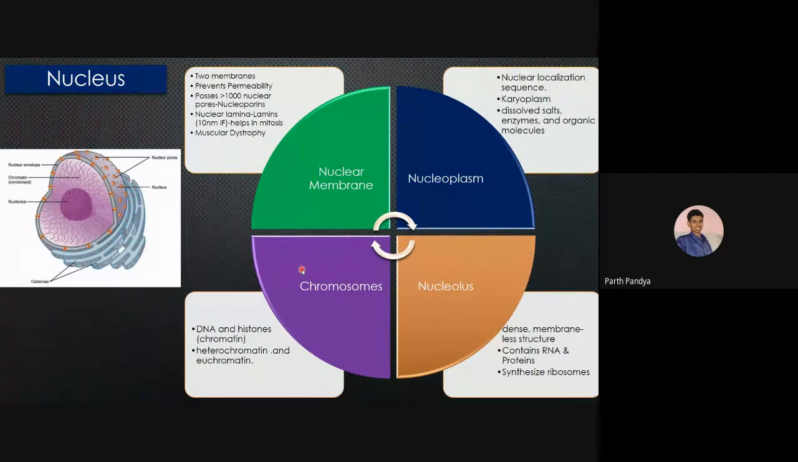We know that it has DNA and histones. DNA is wrapped around histones, and the assembly has been formed. And the two portions of DNA are the heterochromatin and the euchromatin portion.